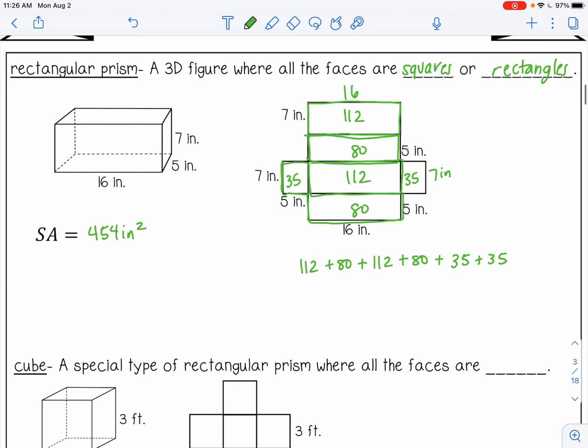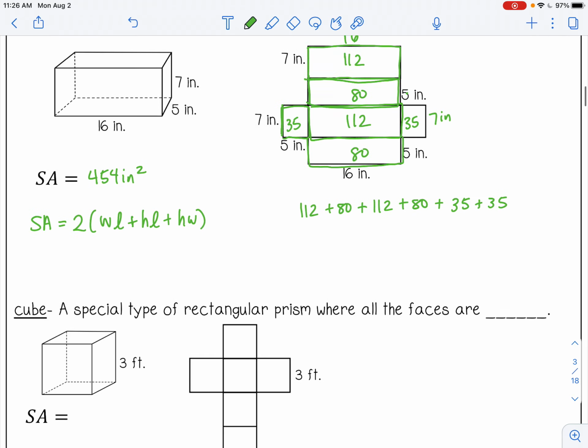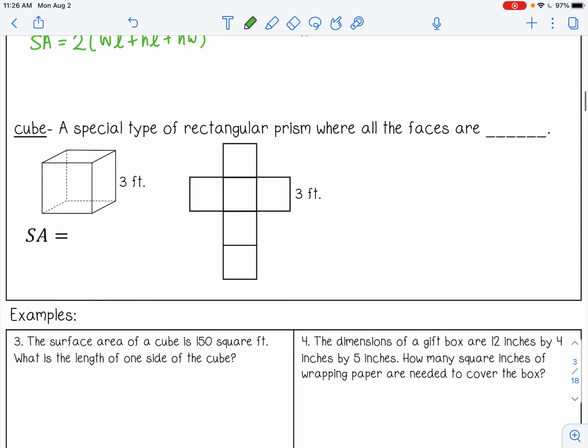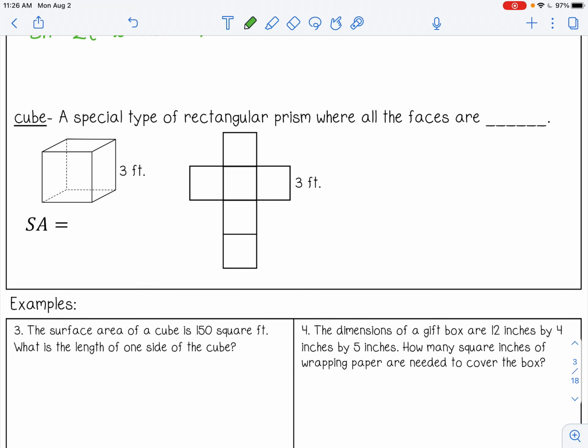There's also a formula if you want to use the formula. 2 times parentheses width times length plus height times length plus height times width. So you can also use that formula. And then a cube is a special type of rectangular prism where all the faces are squares.